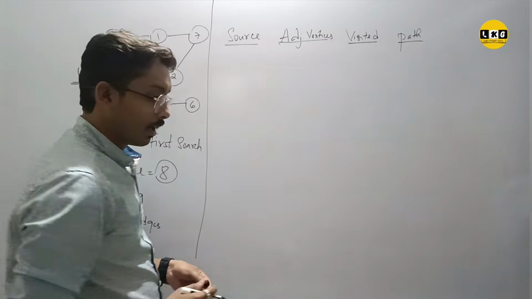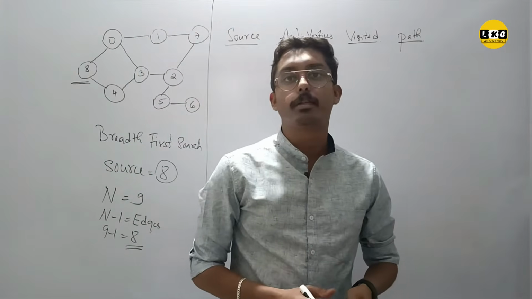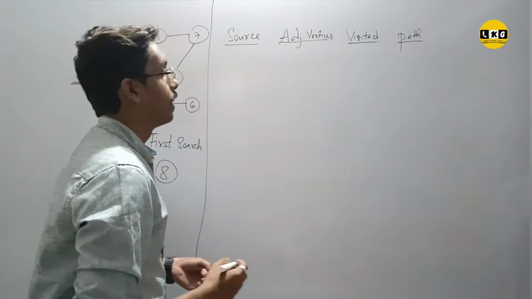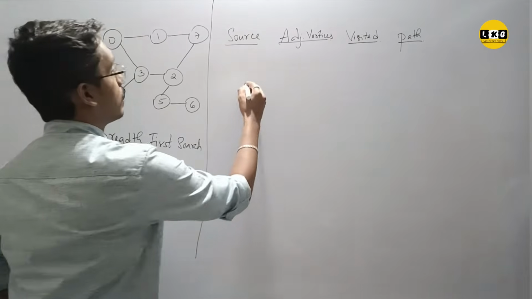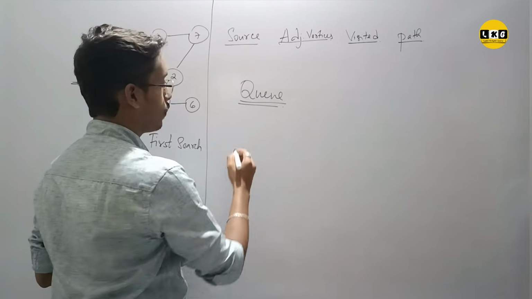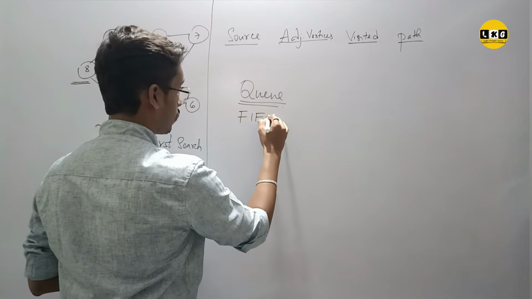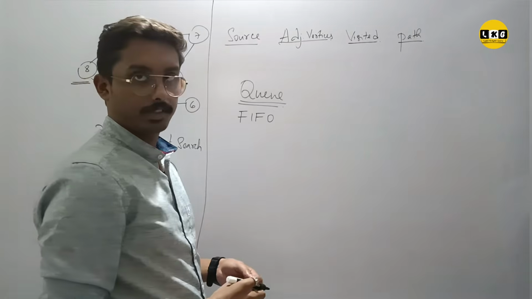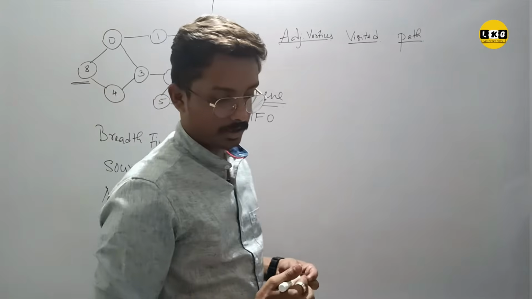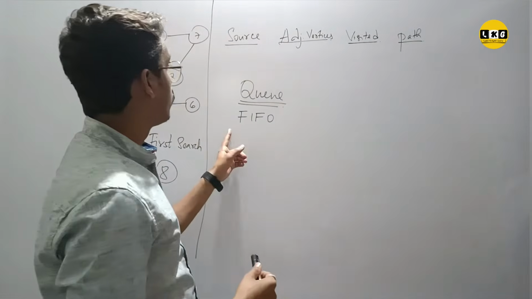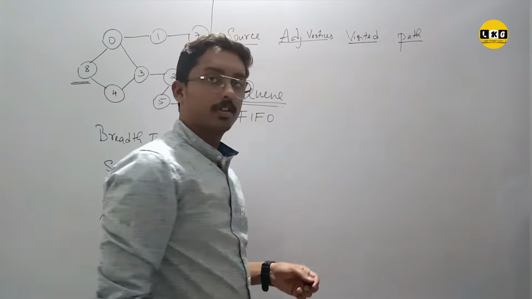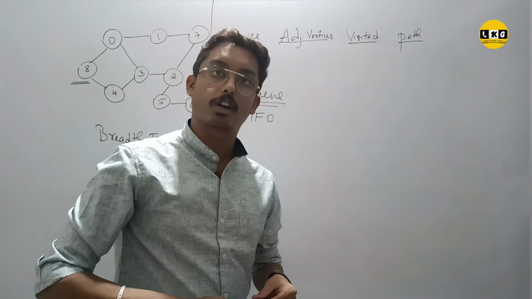What is the data structure that we use in BFS? The data structure we use to solve BFS is nothing but a queue, which follows first in, first out. This is called the FIFO method. So with the help of this queue, we will be solving this BFS. You can add this queue column here itself, or else you can draw a separate queue if you want.